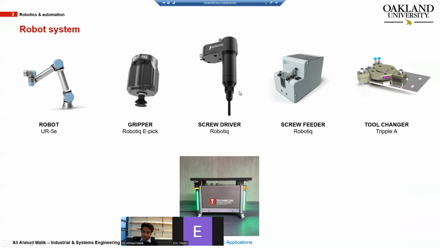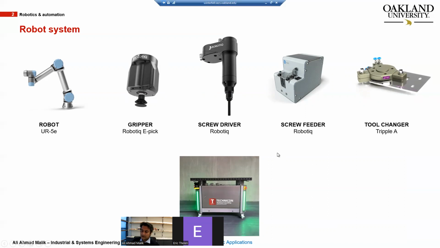Since we have 2 tools involved, one is a gripper and one is a screwdriver. Somehow either we should have 2 robots so that each robot is mounted with one of the tools, or we should have a strategy or a technology or a technique for how a robot can use both tools alternately. For that purpose, we will use this tool changer from the Triple A company, and then we will use this robot table, which is from another company called Technicon.